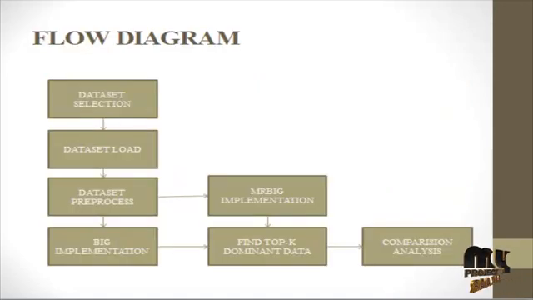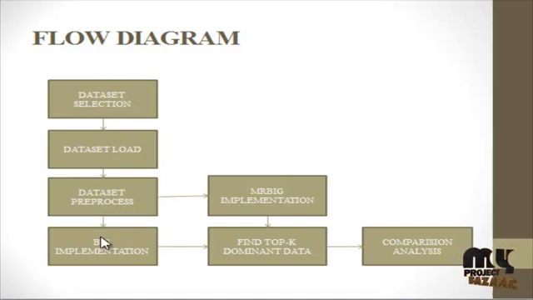Let's see the flow of our process. First, we have to select a dataset. Here we are going to use the movie dataset to find the top K dominant movies in the dataset. After dataset loading, we have to do a pre-process step. Here we have to remove the irrelevant data, and some null elements that may be present in the dataset will be removed.